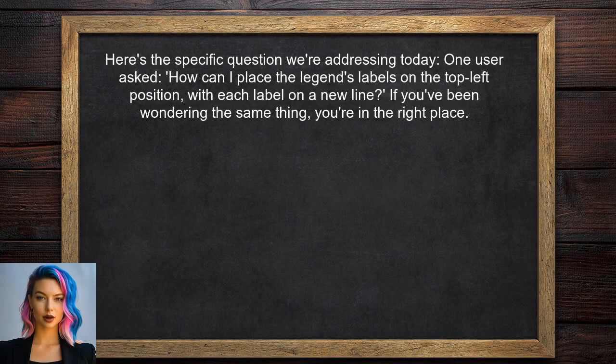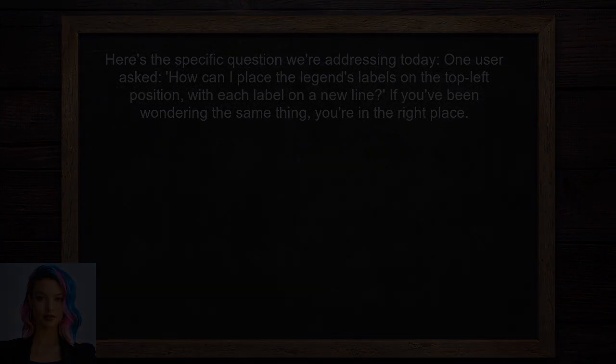Here's the specific question we're addressing today. One user asked, how can I place the legend's labels on the top left position with each label on a new line? If you've been wondering the same thing, you're in the right place.